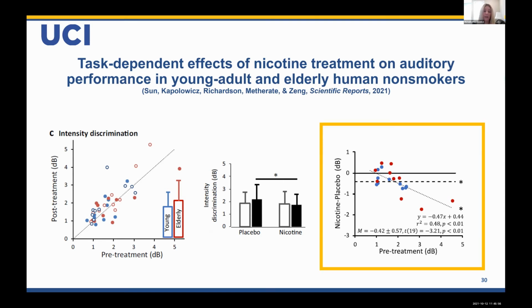But the key finding of this test is actually that regardless of whether you are young or old, your baseline performance, so how you did originally before treatment, does predict strongly your benefit of getting nicotine treatment. And in fact, those who perform worse initially get a greater benefit from the nicotine treatment. So this means independent of age for this task, nicotine treatment helps you if you're already having a problem in the first place relative to other listeners.